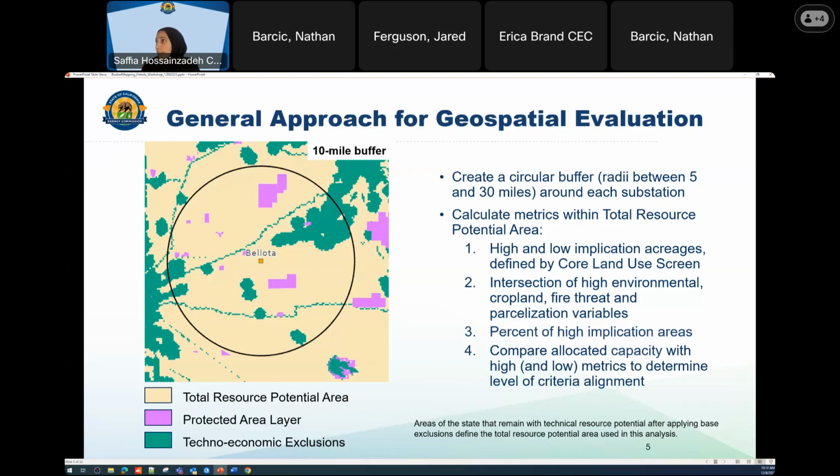And then finally, once we've got all of our environmental and land use metrics calculated, in order to understand the ultimate level of alignment, we'll be comparing those values to the amount of capacity that's allocated to this region to understand if the substation can support the megawatts that are being considered for this area.